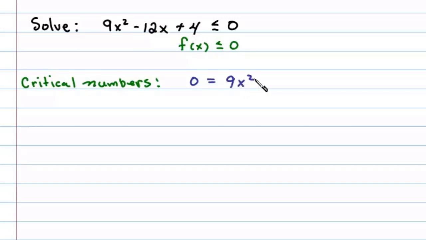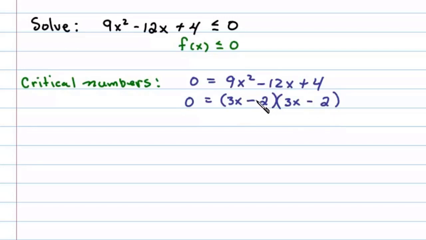So 0 equals 9x squared minus 12x plus 4. This quadratic factors. 9x squared factors 3x times 3x, 4 factors as 2 times 2, and the inner and outer products add up to negative 12 if they're both negative. And then a negative 2 times a negative 2 is positive 4.